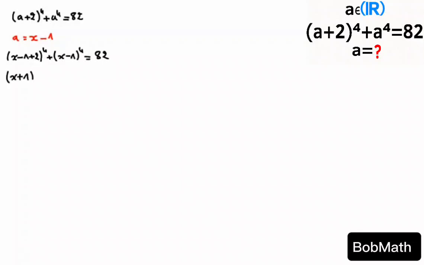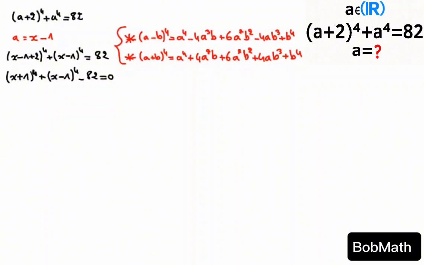We have (a + 2)^5 + a^5 = 82. Now suppose a = x - 1. So (x - 1 + 2)^5 + (x - 1)^5 = 82. So (x + 1)^5 + (x - 1)^5 - 82 = 0. Now we have two properties, so we will apply these properties in this example.